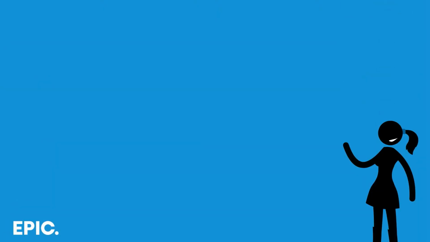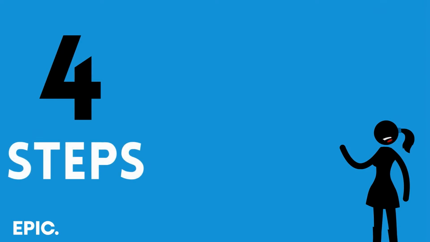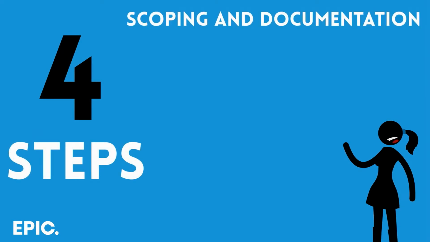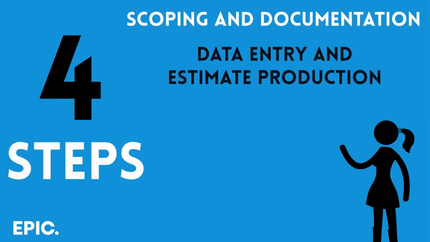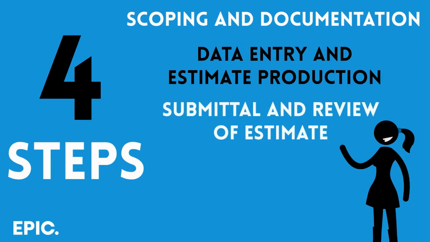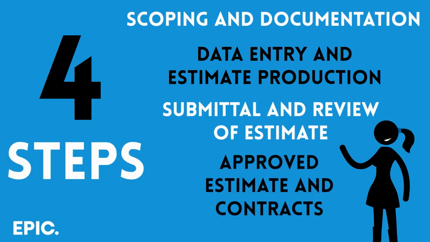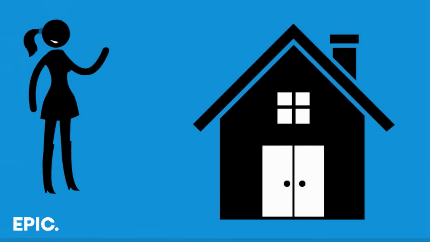The estimating process consists of 4 steps. 1. Scoping and documentation. 2. Data entry and estimate production. 3. Submittal and review of estimate. And 4. Approved estimate and contracts. Let's cover them one by one.